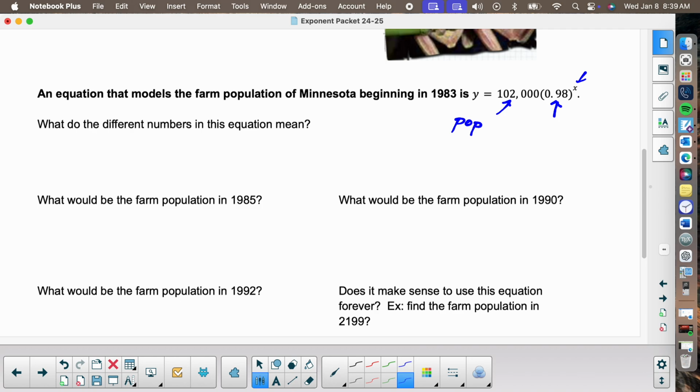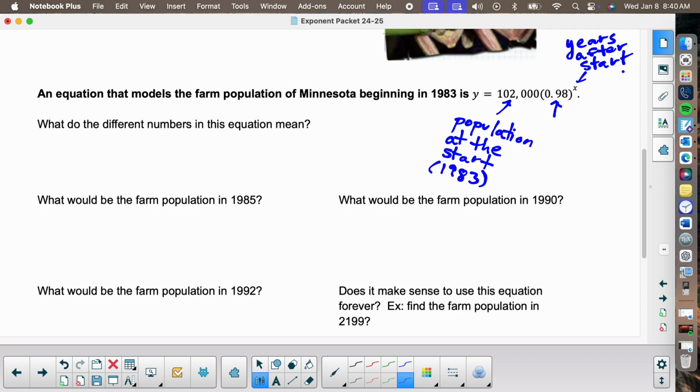So this would be the population at the start. So on this problem, for whatever reason, we start counting in 1983. The X is going to be years after the start, which was 1983.